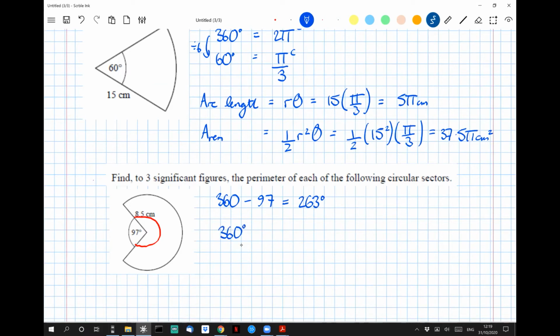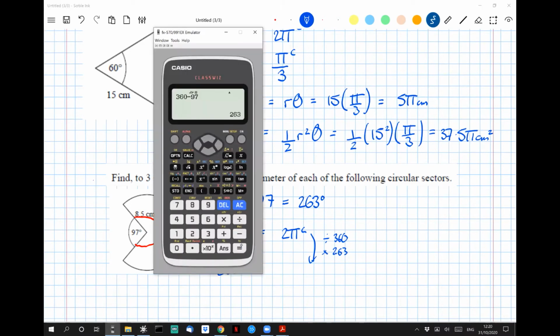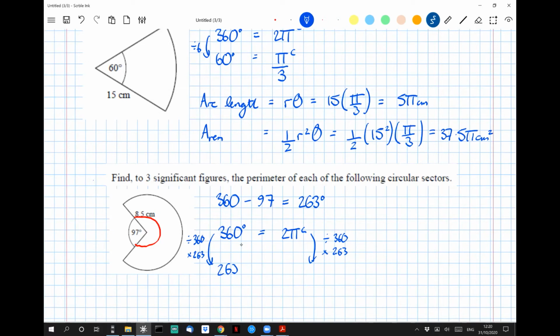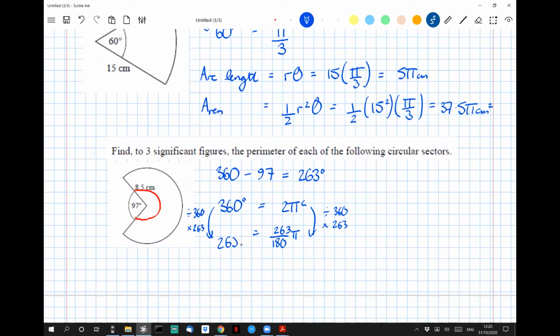Now convert that into radians. 360 degrees equals 2 pi radians. So divide by 360 times by 263. Do exactly the same with this side. Divide by 360 times by 263. 2 pi divided by 360 times 263 is 263 over 180 pi. Like that. So now we've got the angle, we can find the perimeter.